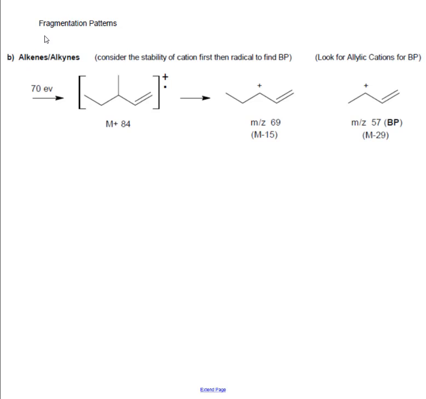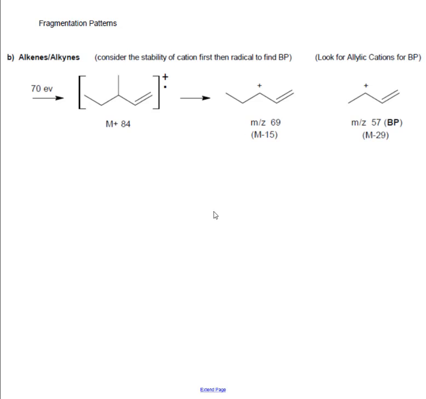So for B, we have alkenes and alkynes, and they're kind of linked together. So just like before, we're going to start with an alkene, and the only difference here is that we now have somewhere a radical cation. Now, it turns out that we know exactly where it is, but before I show you how that works, I want to just give you the overall process.